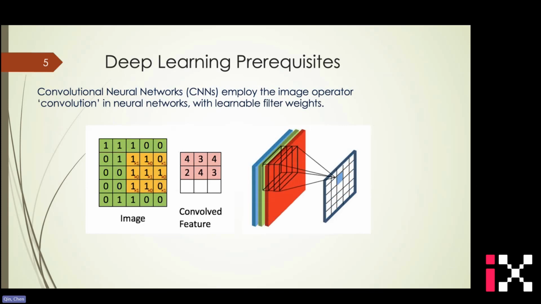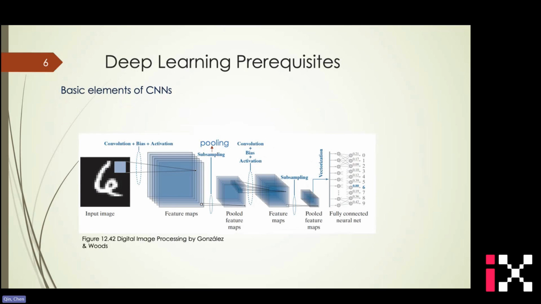CNNs employ image operators in a neural network with learnable filter weights. As you see here, we have a kernel, and we slide this window and compute convolutions, which then extract feature maps. You will see a lot of these figures where we build multiple layers of deep convolutional neural networks interleaved by pooling layers and fully connected layers, to recognize digits.